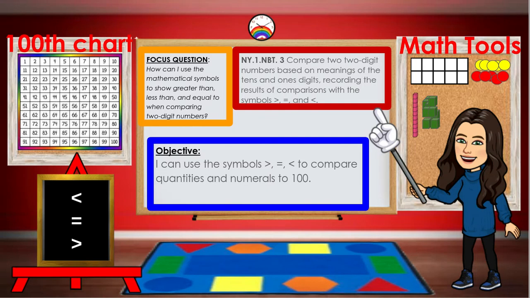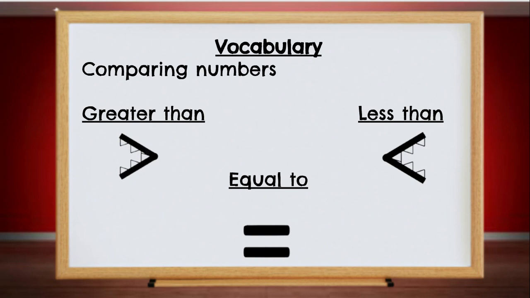Hi, boys and girls. Today's lesson will focus on the use of symbols less than, equal to, or greater than to compare quantities and numbers to 100. So first we have to think about the vocabulary we're going to be using. Do you guys remember these symbols from lessons before?